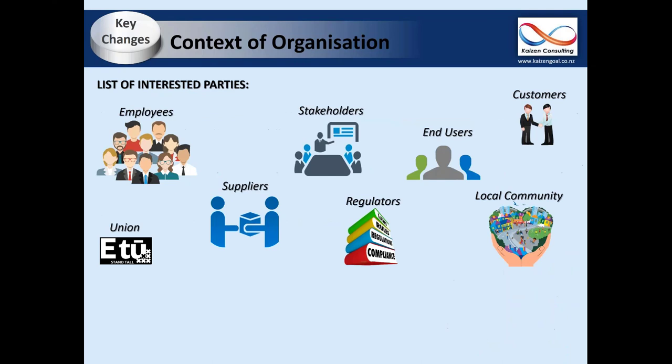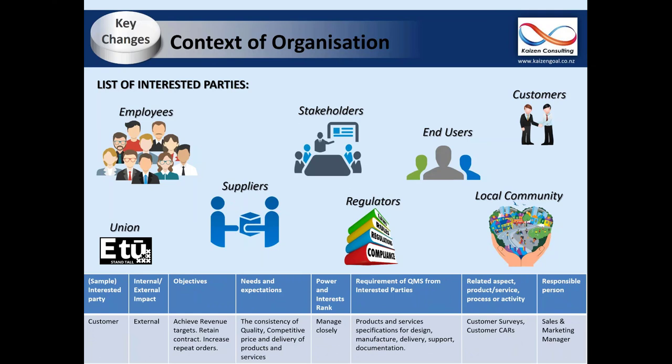So these are some of the examples of interested parties: your employees, union, suppliers, stakeholders, regulators, end users, local community, customers. If you notice, one thing they all have in common is that they can have an impact on your organization, and what you do has an impact on them. So we've got an example here. This is a table that we've put together for a customer as an example of an interested party. If we list customer as one of the interested parties, is it an internal or external impact that customers have on you?